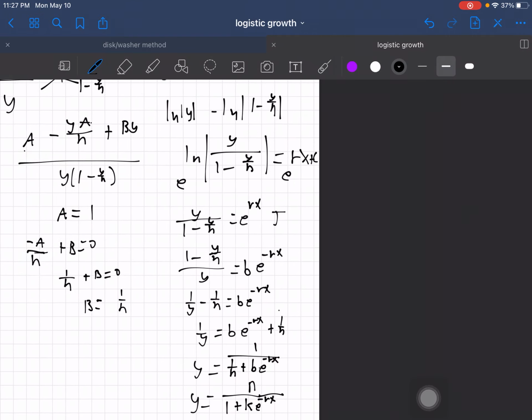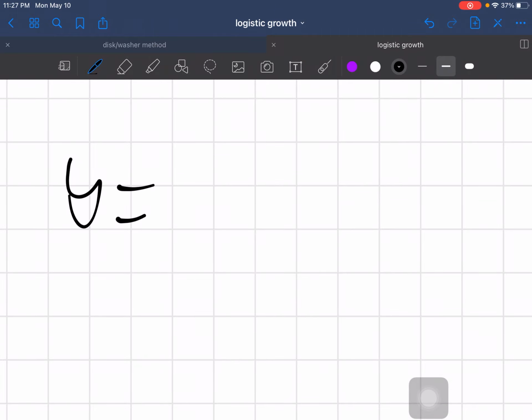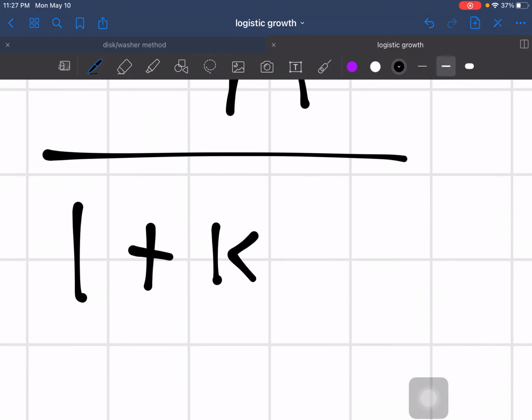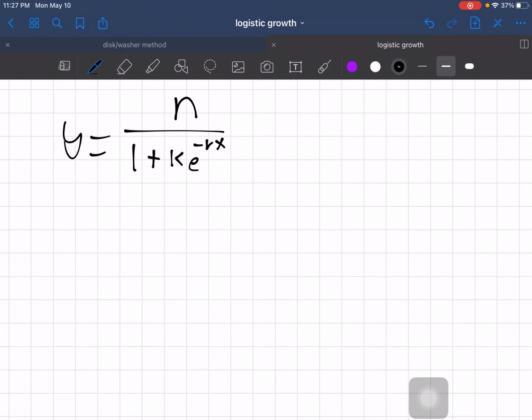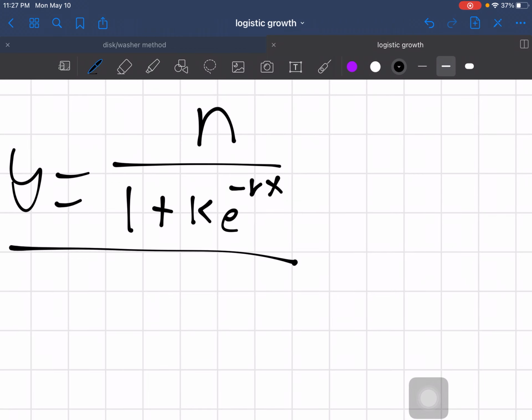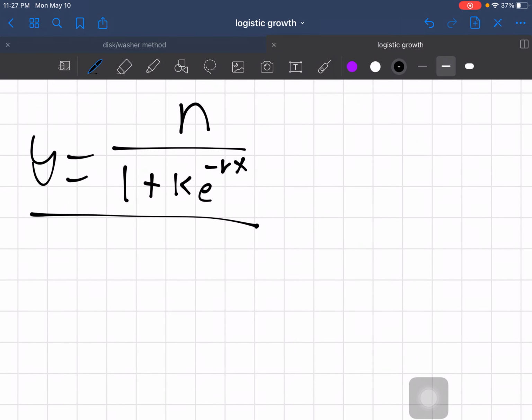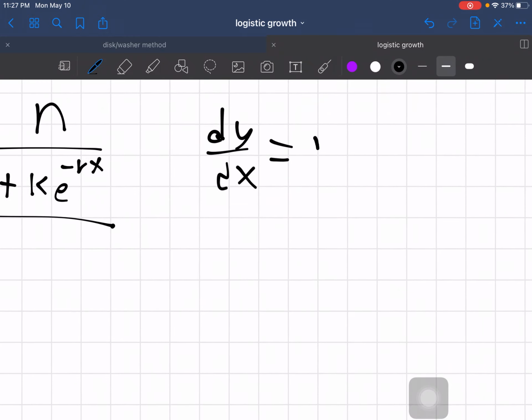And so let's write it on its own here. So y is equal to n over 1 plus k e to the power of negative rx. And here we found the original function of the logistic growth, and we know its derivative is dy over dx is equal to ry multiplied by n minus y.